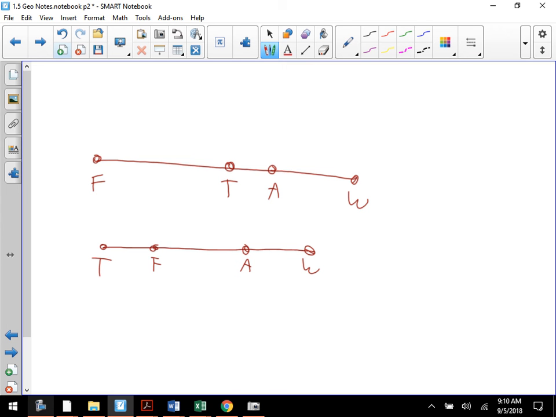Collinear points, G, E, P, and S. I figured that one out. Drew a segment with those 4 points on it.